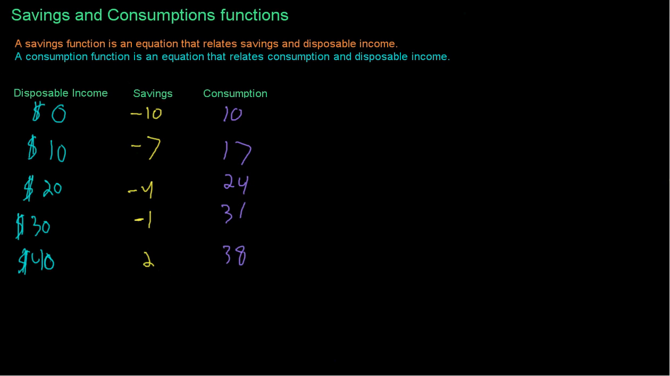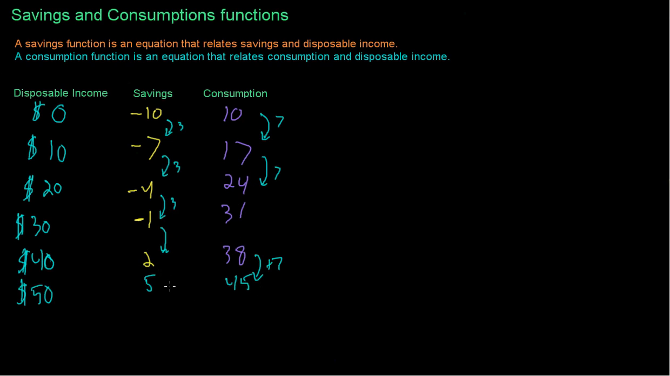We could even do this one farther. So let's say that our disposable income is $50. Then just to continue this relationship, I don't know if you've noticed, but this has been going up by 3 every single time. Plus 3, plus 3. So I'll save $5, and I will consume, this one has been going up by 7 for every $10 in disposable income, so 38 plus 7 is 45.